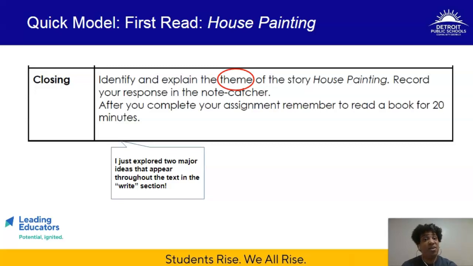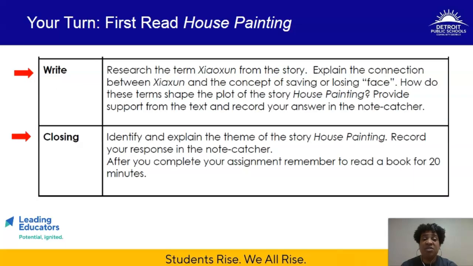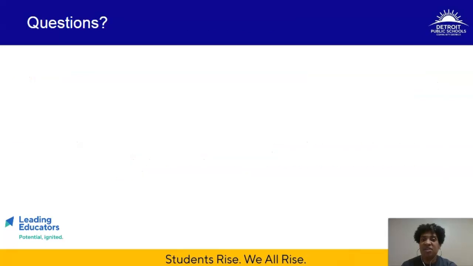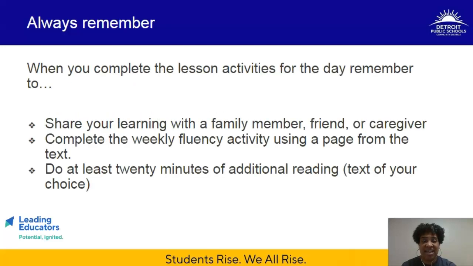And now that you've already written about their importance and connection and how it drives the plot, you really should be able to identify and explain what the theme is very well. So now it's your turn to complete the right section on Xiaoxun, as well as face and saving face, and then building on that, identifying and explaining the theme of the story House Painting. You are more than prepared to do this. I know you are. If you need to pause the video and replay more than once, do that if you need support. And then if you get stuck, you can email a teacher for additional support using the information provided.